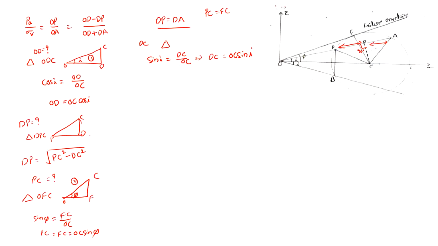We can substitute for the calculation of DP. I will substitute here. DP equals the square root of, here PC is nothing but OC square sine square phi, minus, here DC is there, so DC's value is OC sine i, so I will write OC square sine square i, because in this formula the square is there. So we get OC square, sine square phi minus sine square i. This DP value is there, as well as the OD value. These values we have to substitute in this equation.